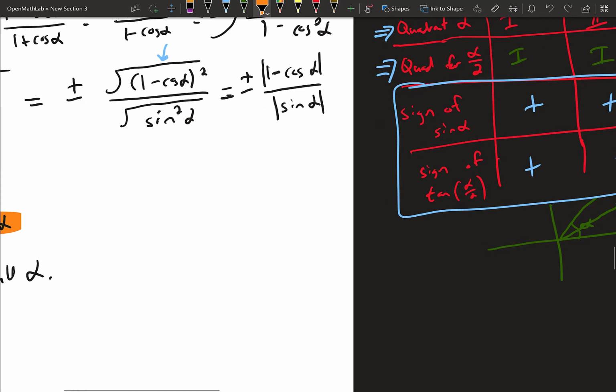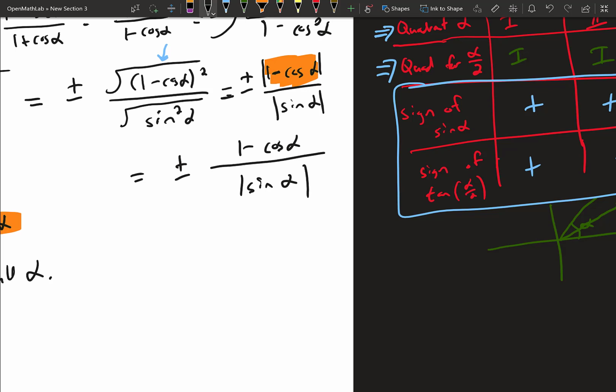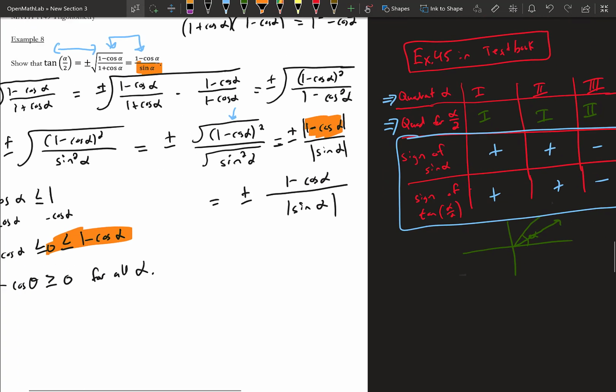So in other words, this top part here can never be negative. What I've just shown is that I don't need those absolute value bars on the top, because we were thinking through what if that's negative, but it turns out it can't be. So we don't care about that. Then we still have absolute value bars around the sine alpha because we don't know what that sign's going to look like.